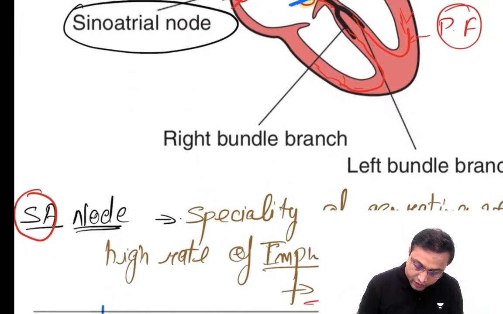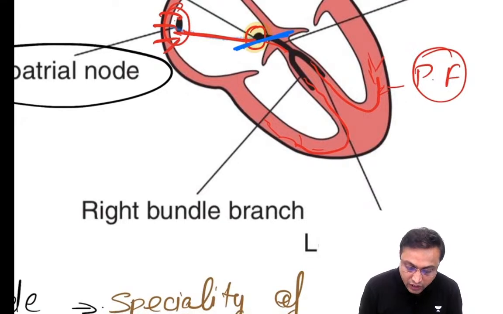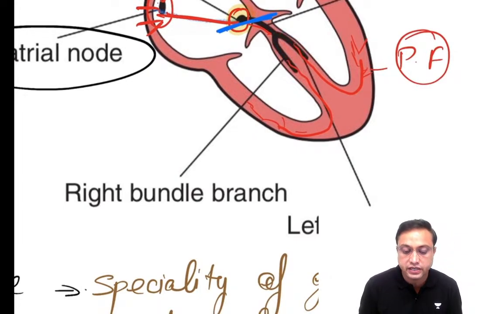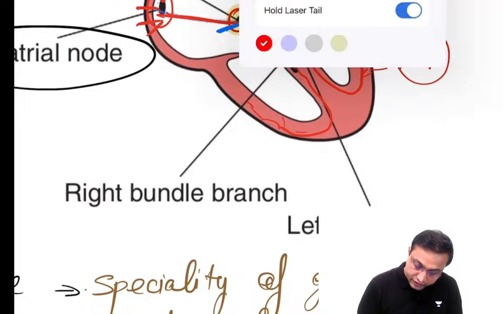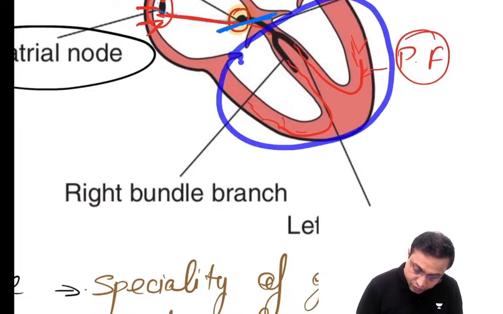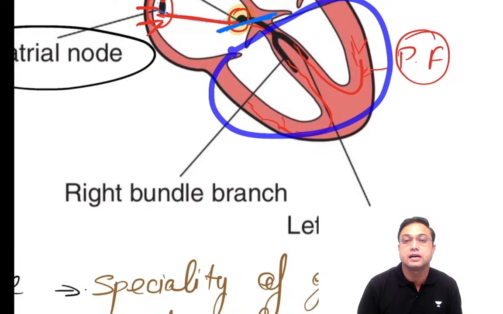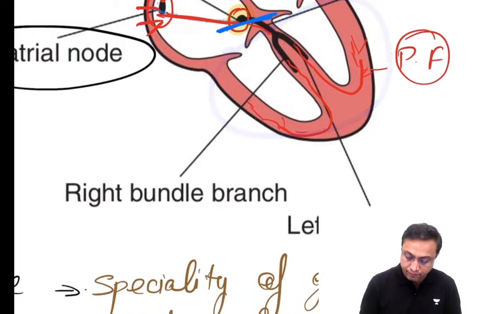Got my point? Okay. Then let's talk about the bundle of His. They are specialized in producing fast conduction. Why are they specialized in fast conduction? So that both ventricles can contract at the same time. Why does the bundle of His have faster conduction compared to the AV node? So that the ventricles can contract properly at a similar time, both right and left.